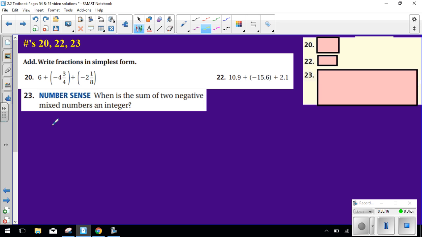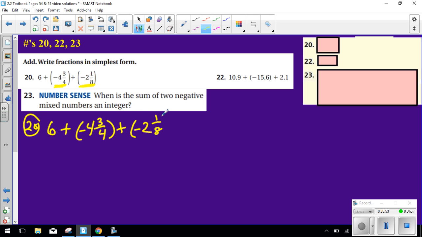Okay, number 20, write all the fractions in simplest form. So in number 20, I noticed that my two fractions, or my two mixed numbers, are negatives. So I'm going to take this mixed number and this mixed number and add them. I'm going to get an answer, and then I'll worry about the 6 after. So for number 20, we have 6 plus negative 4 3/4 plus negative 2 1/8.